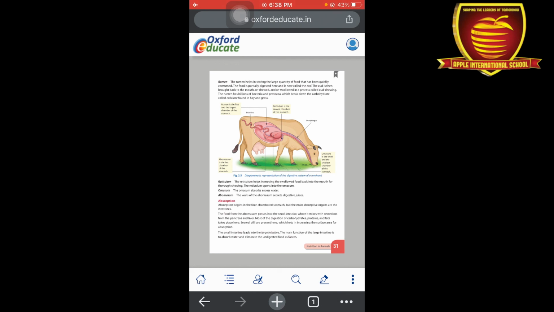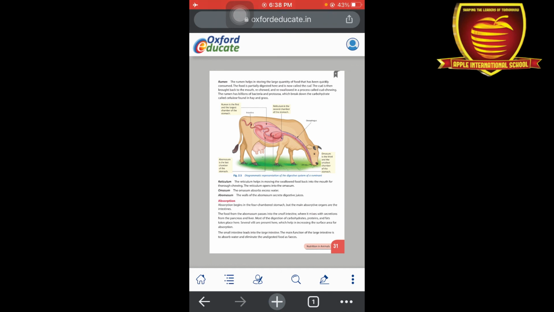The food from the abomasum passes into the small intestine, where it mixes with the secretions from the pancreas and liver. As human beings secrete juices, like the liver secretes bile juice, and the pancreas secretes pancreatic juice for the digestion of food. Similarly, in ruminants, the pancreas and liver also secrete some juices. Okay, so most of the digestion of carbohydrates, fats, proteins takes place here.